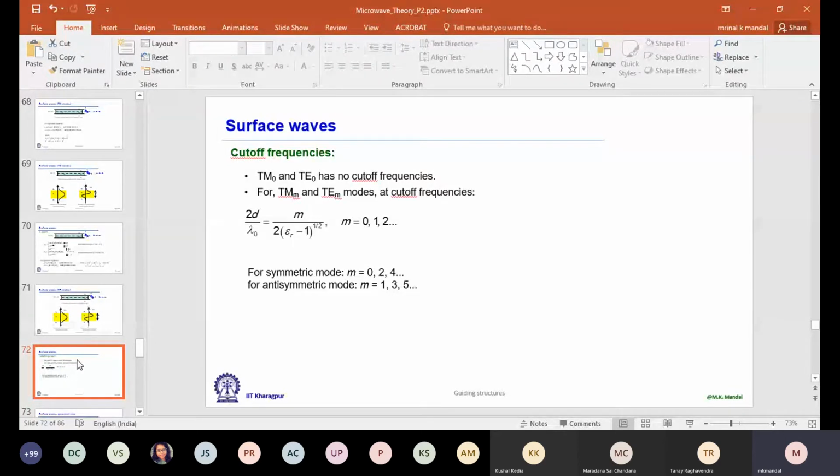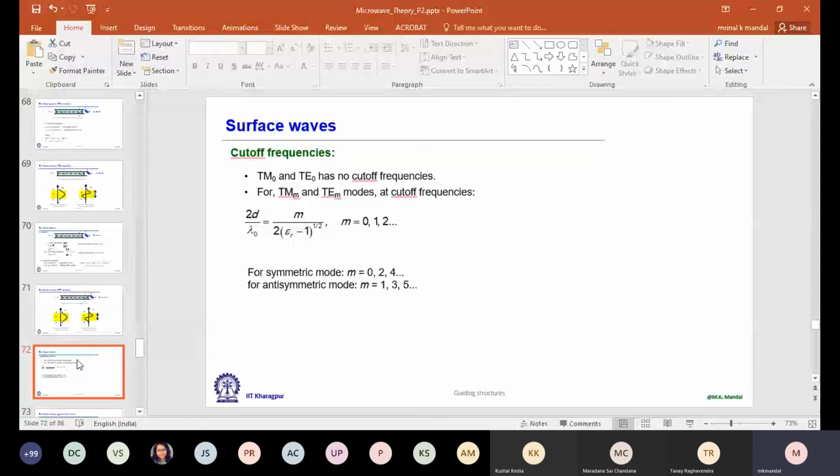So let us discuss the cutoff frequencies. TM0 and TE0 modes have no cutoff frequencies. They can be supported even at megahertz or kilohertz frequencies, but as we decrease the thickness compared to lambda g, we say that the coupling window decreases. Then generation of surface wave mode reduces unless the thickness is near to or at least comparable to lambda g.